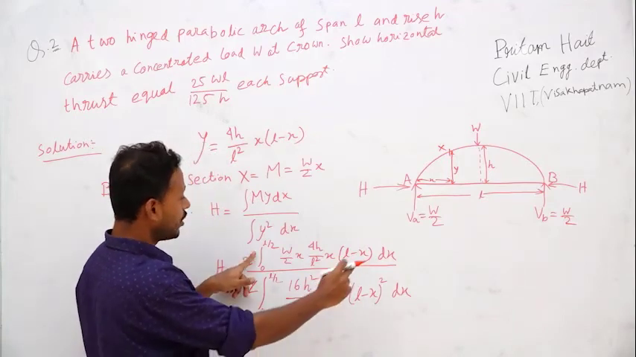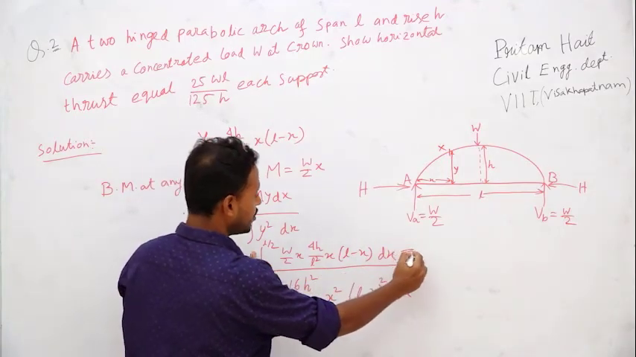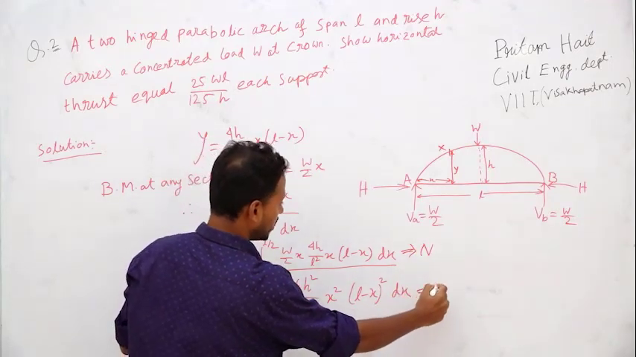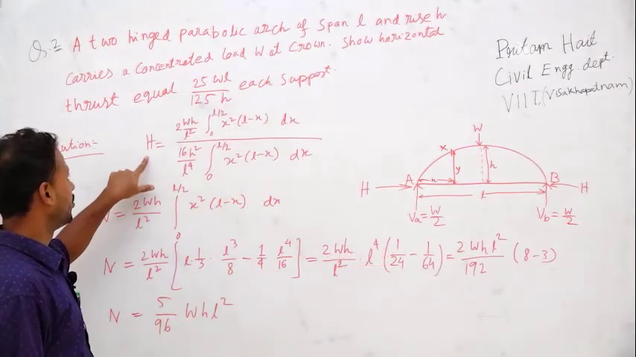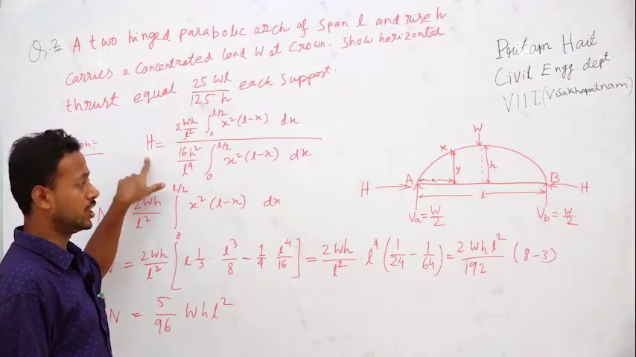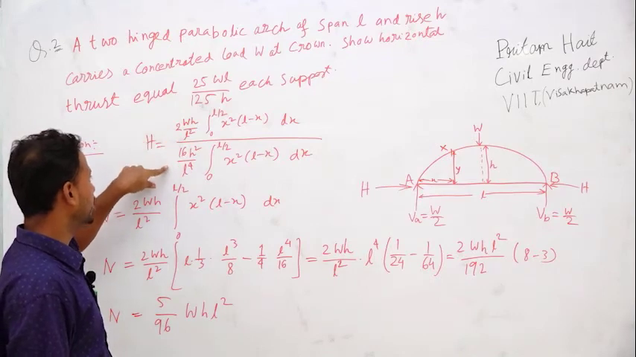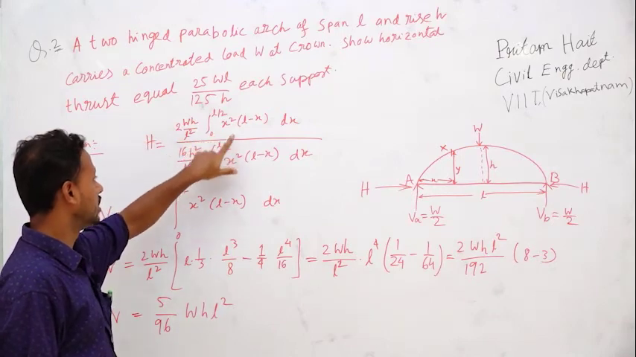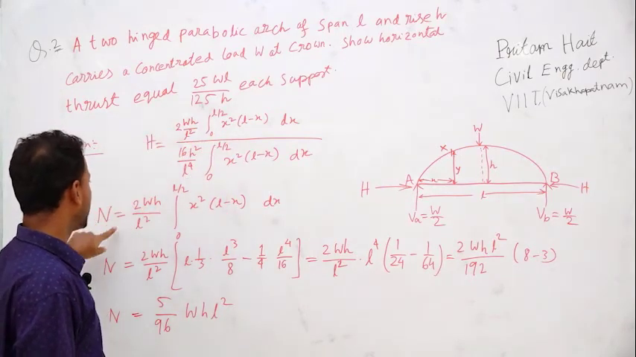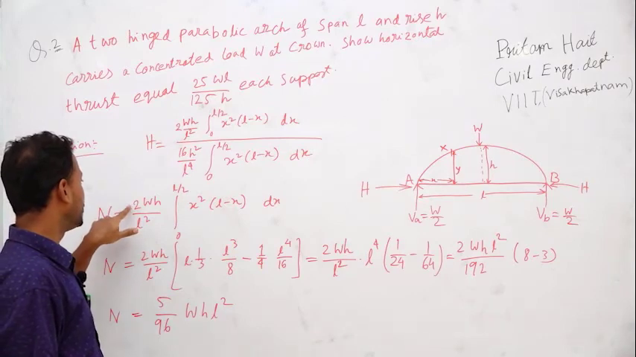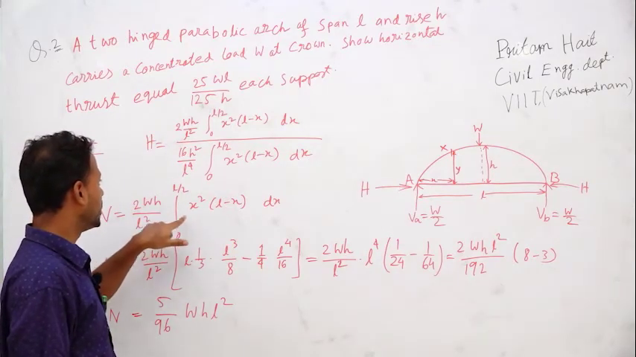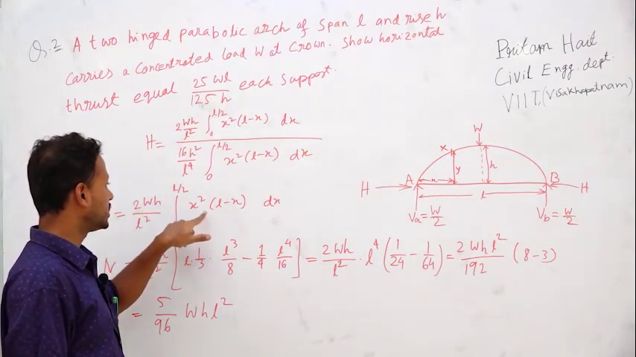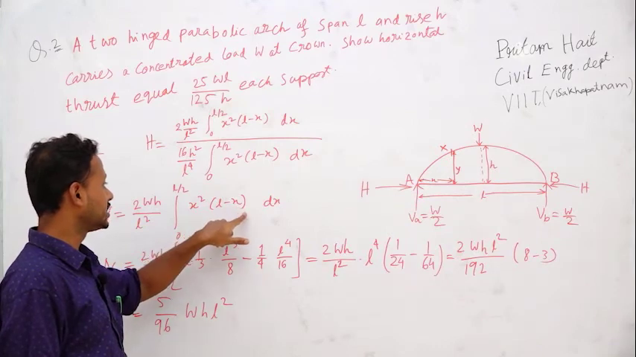Now I will evaluate the integration of this function as the numerator and the integration of this function as the denominator. Now we have this expression of horizontal thrust. This is the numerator and this is the denominator. Now we will find the value of this function and the value of that function. So we wrote here the numerator. Now 2Wh by L square came out of the function, and we will integrate this function from 0 to L by 2. Our function is x into x into L minus x dx.